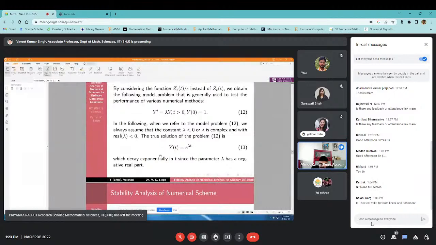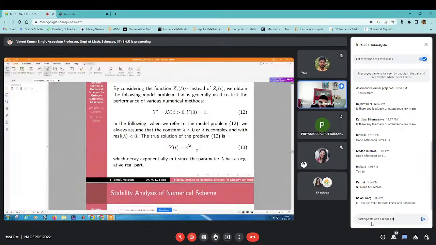So you can judge the behavior now. What is the behavior of the solution? What is the behavior of equation 13? If you look at the behavior of equation 13, it tends to 0 when λ is less than 0. Means the exact solution behavior will tend to 0 when λ is less than 0.